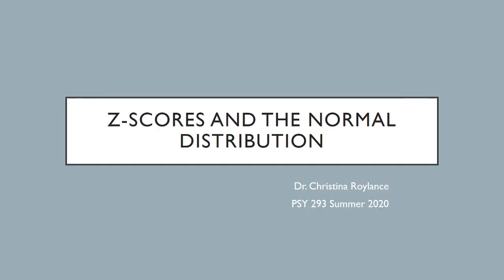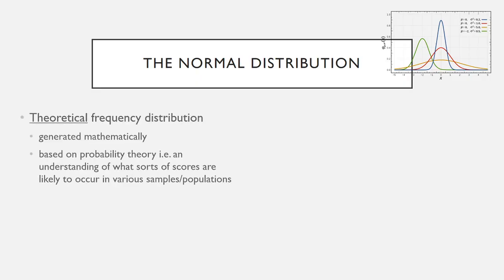Now I'm going to discuss z-scores and the normal distribution. The normal distribution describes what we would call a theoretical frequency distribution. What that means is that it's a theoretical mathematical concept that exists in abstraction that can apply to certain specific sets of data. But it is theoretical in that it exists more in an abstract sense. It's more of a concept that can be generically applied to different sorts of data.